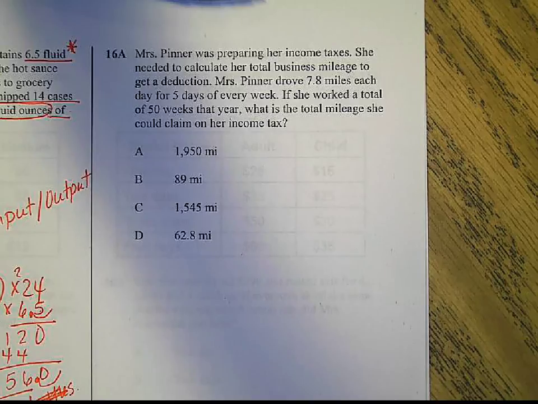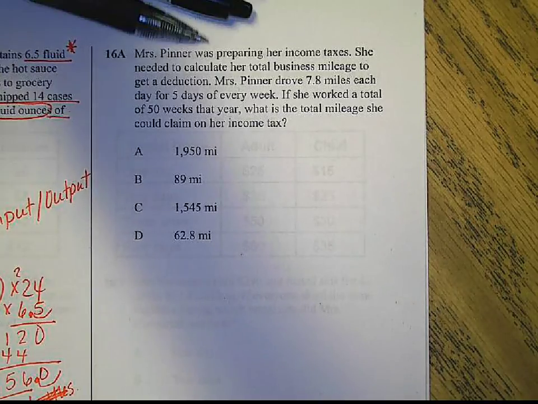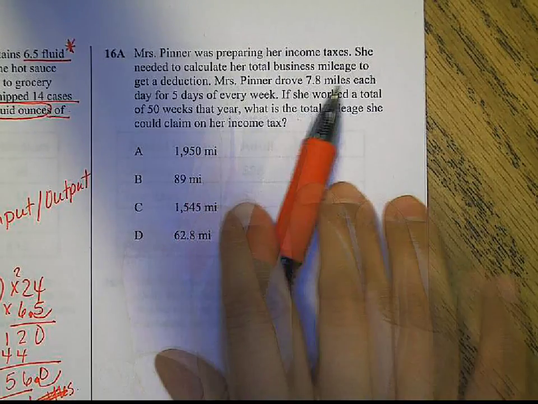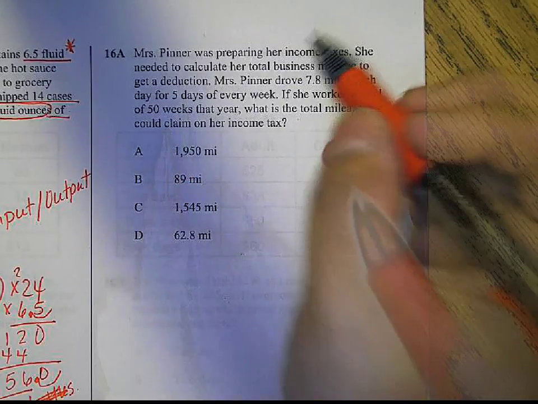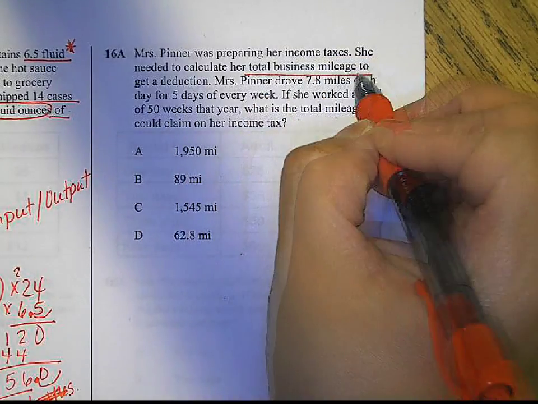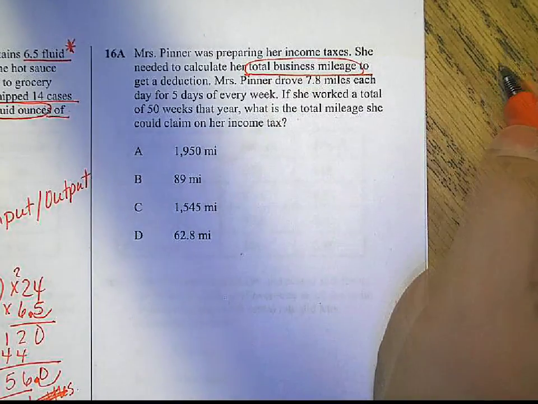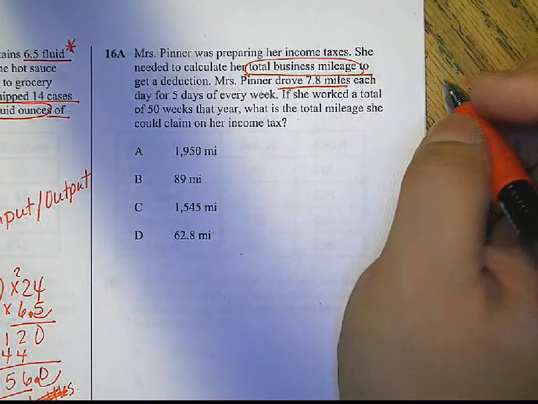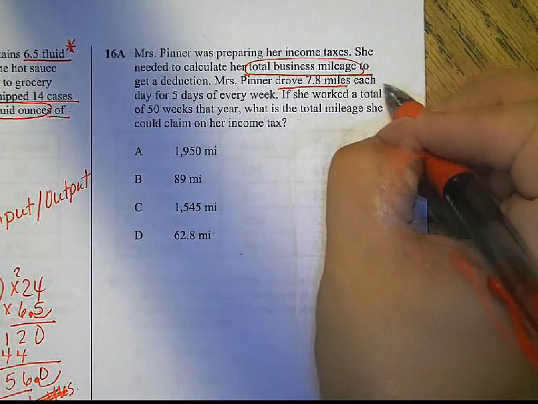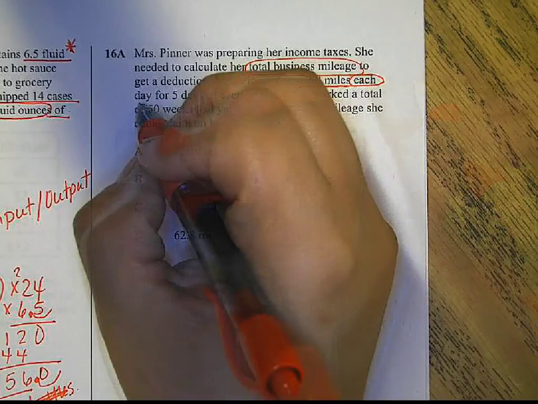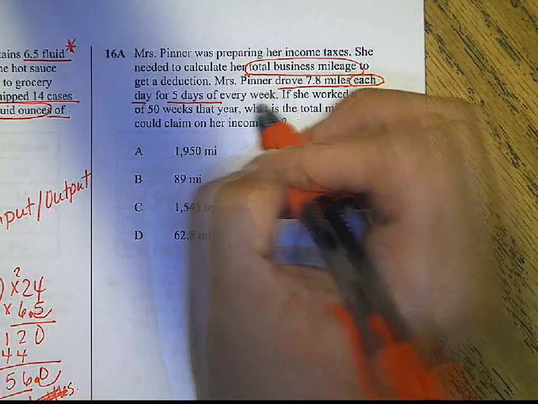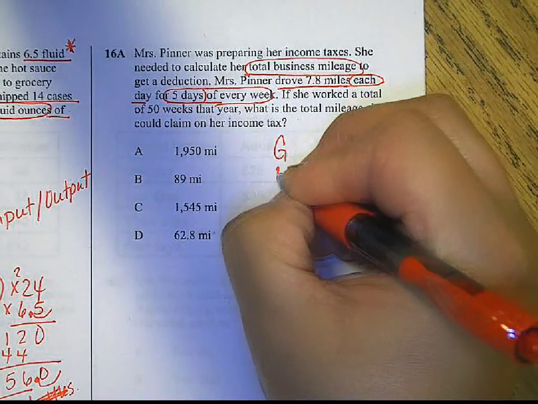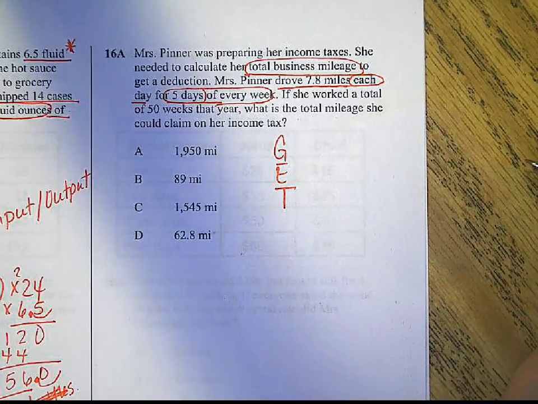Alright, 16a says, Mrs. Pinner was preparing her income taxes. She needed to calculate her total business mileage to get a deduction. So what is she calculating? Total business mileage. Mrs. Pinner drove, driving, that's part of mileage, isn't it? Mrs. Pinner drove 7.8 miles, keyword, each day for 5 days of every week. Okay, that right there sounds like get, right?